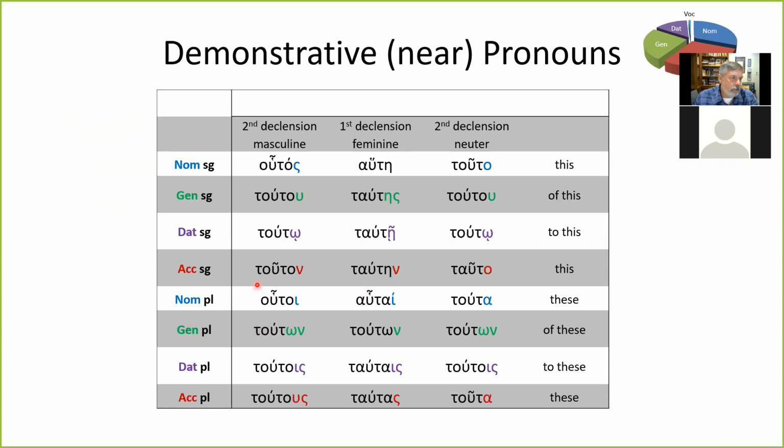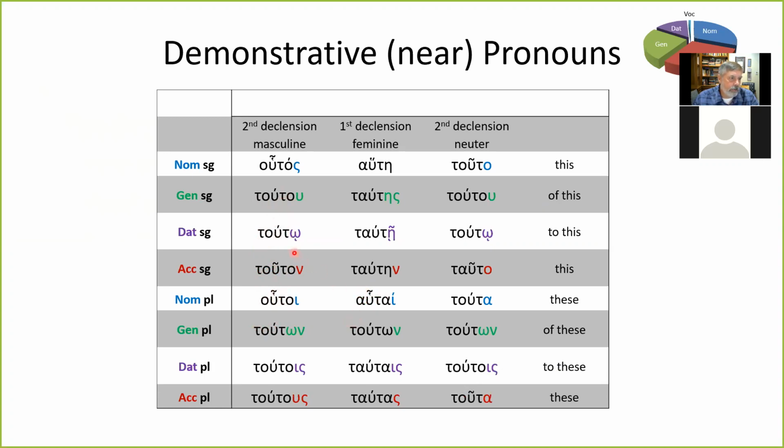The tau, tauton, and hauto give you a pattern with the tau, and then without it, it's replaced with the rough breathing. So even with that, there's a pattern there. I think the key is just to recognize it.